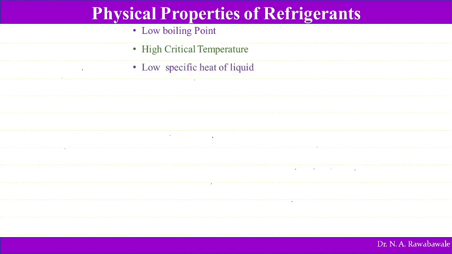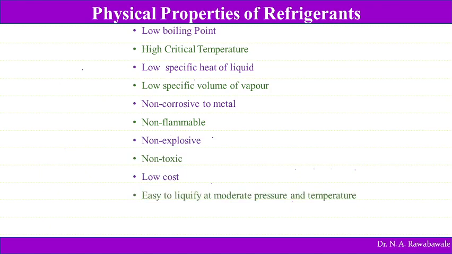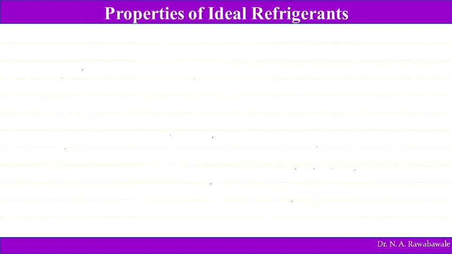specific heat of liquid, low specific volume of vapor, non-corrosive to metal, then non-flammable, non-explosive, it should be non-toxic, then low cost or cheaper, then easy to liquefy at moderate pressure and temperature, then easy to locate its leakage by using odor or a suitable indicator, then mix well with oil, which helps in lubrication of the compressor.